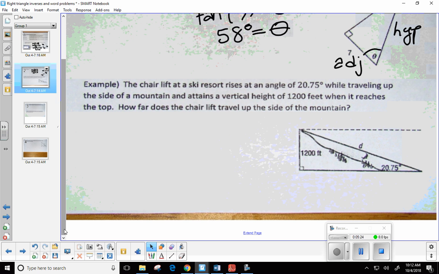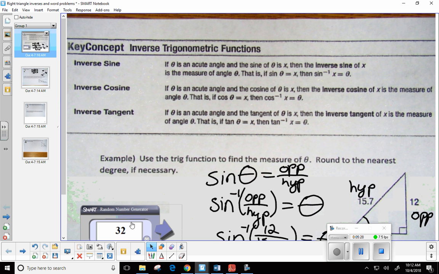I have a random number generator. Okay. Who's number 32? Do we have a 32? We don't have a 32. 26 is... How do you say your name? Brunda? Okay, cool. Can you come set it up for me?